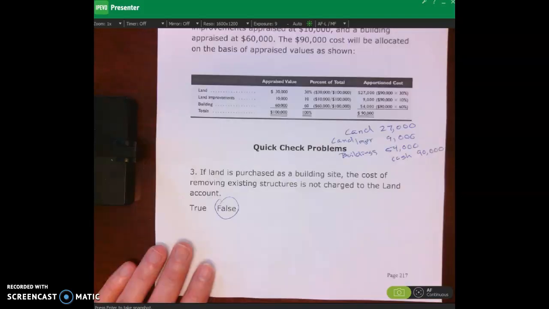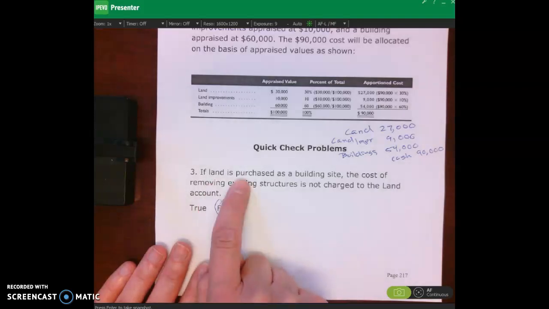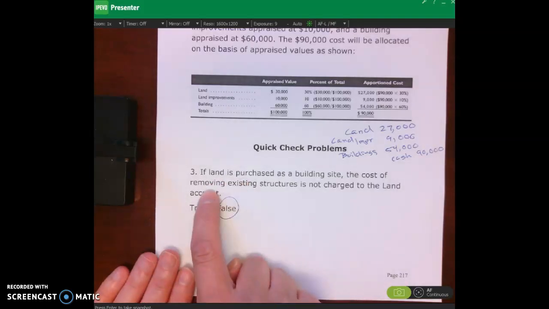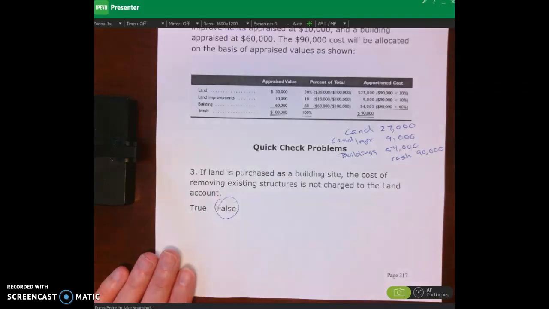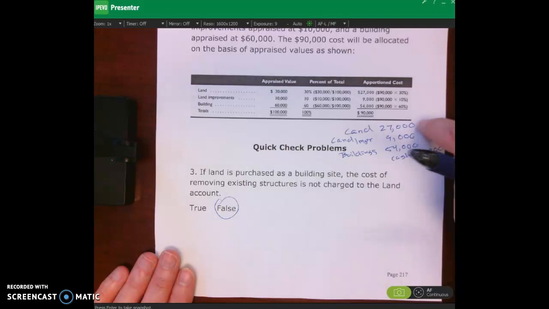Okay. Hello and welcome back. Let's look at these quick check problems and see how you did. The first one says if land is purchased as a building site, the cost of removing old structures is not charged. That's false. That is normal and reasonable to get it ready for its intended use, so it can be included in the debit to land up here.